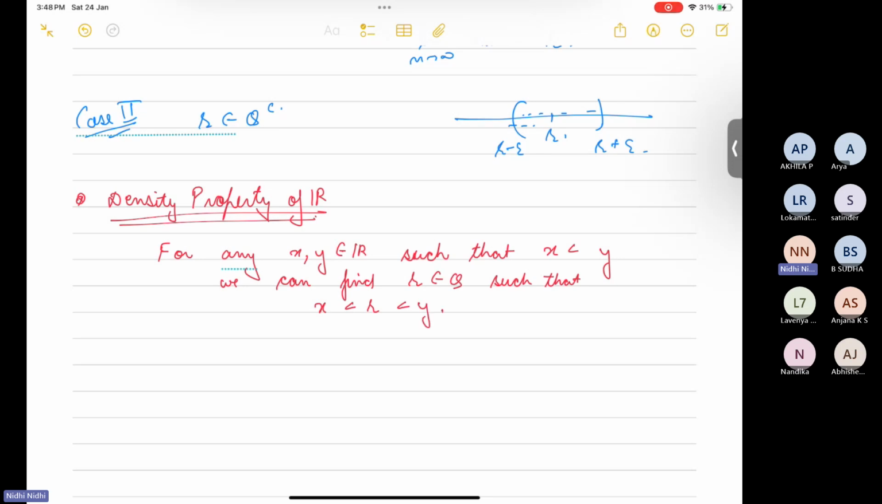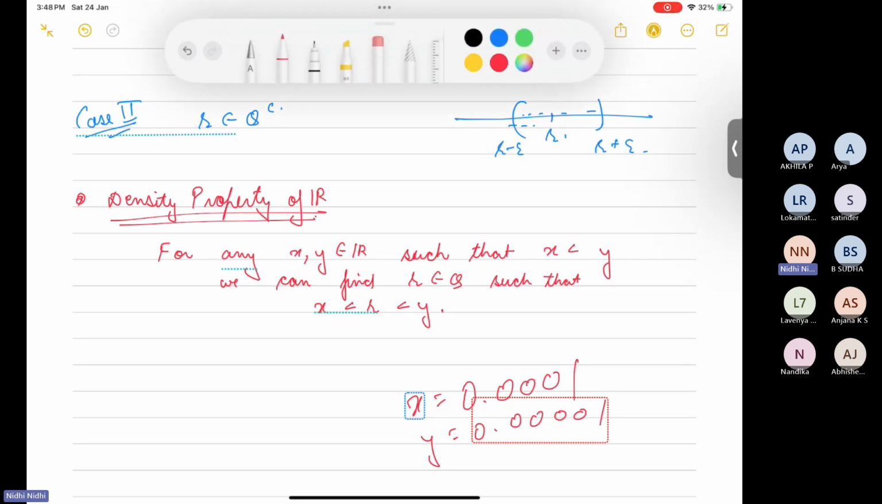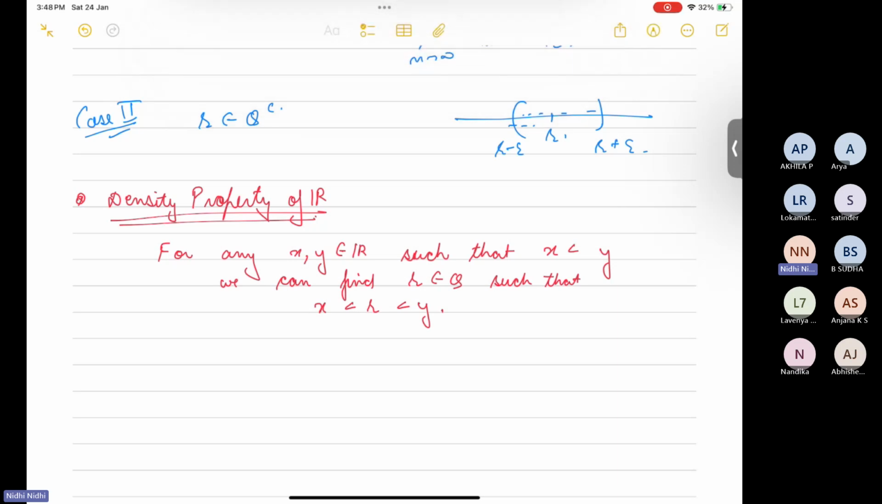So basically, in layman language, we say that between any two real numbers, we can always find a rational number. They can be as small, for example, we can have x to be 0.0001 and y to be 0.00001. Then also in between them, we can always find a rational number. This is the density property of R, and hence we say that the set of rationals is dense in the set of real numbers. So next we'll be using this property to construct a sequence which is convergent to this R. Okay.